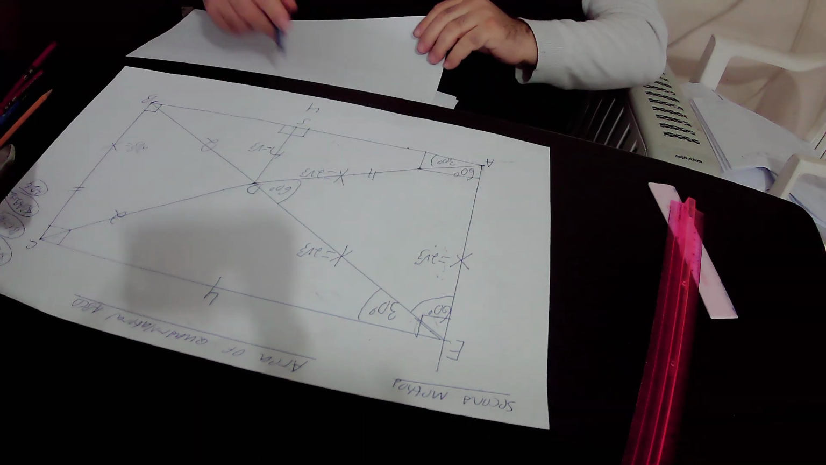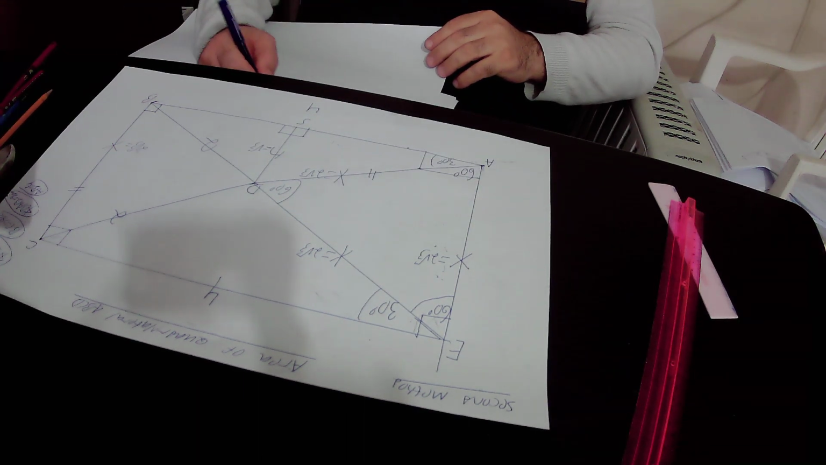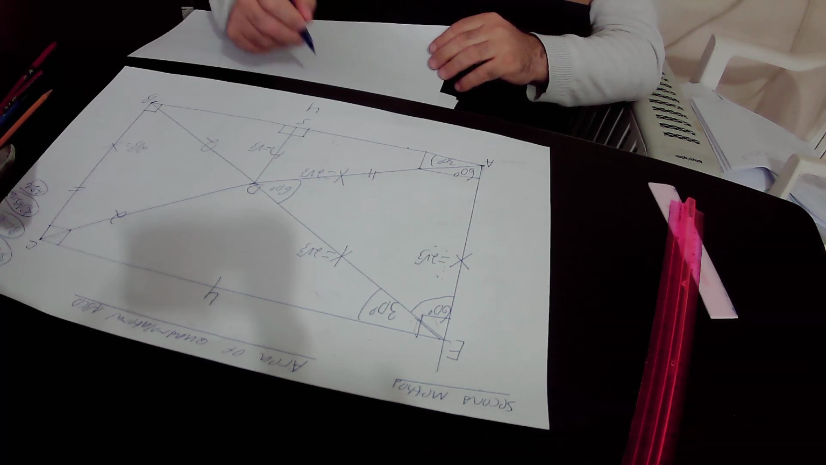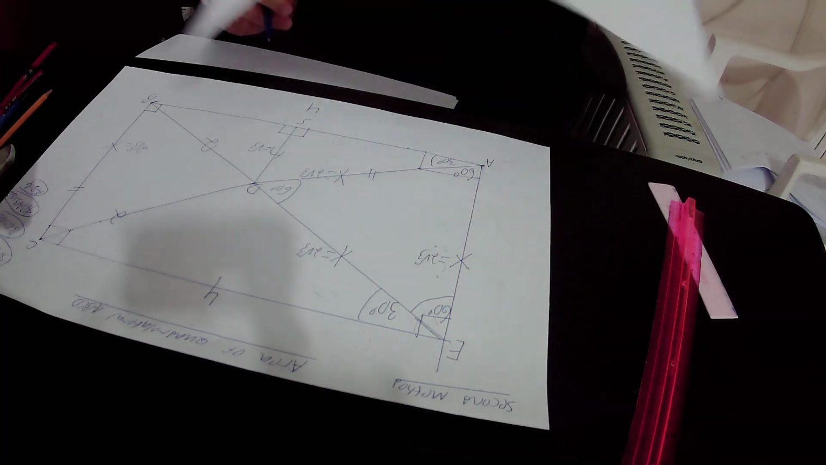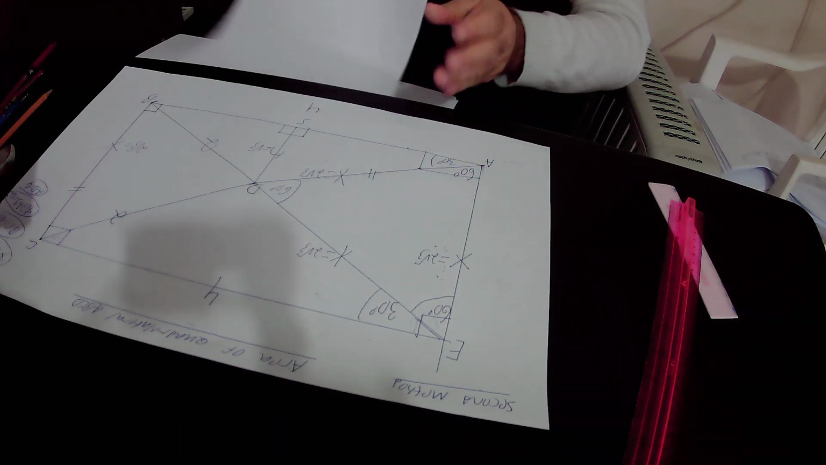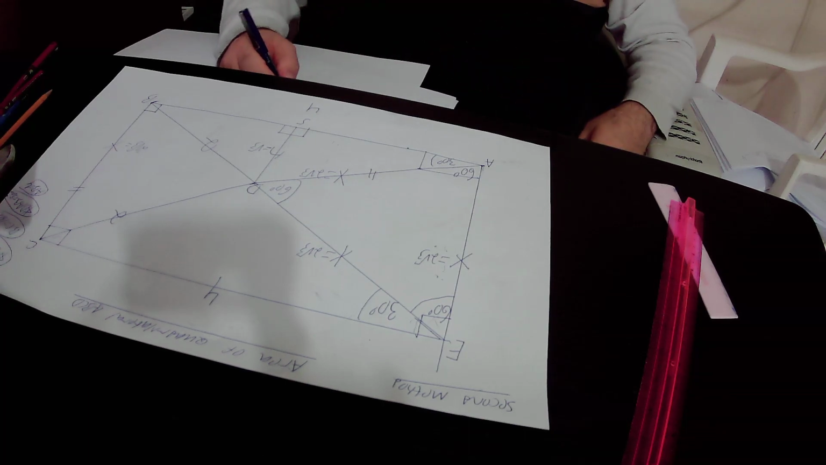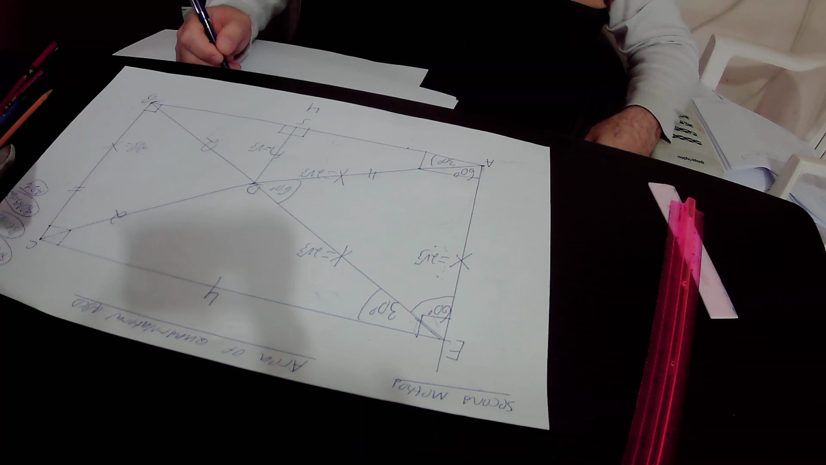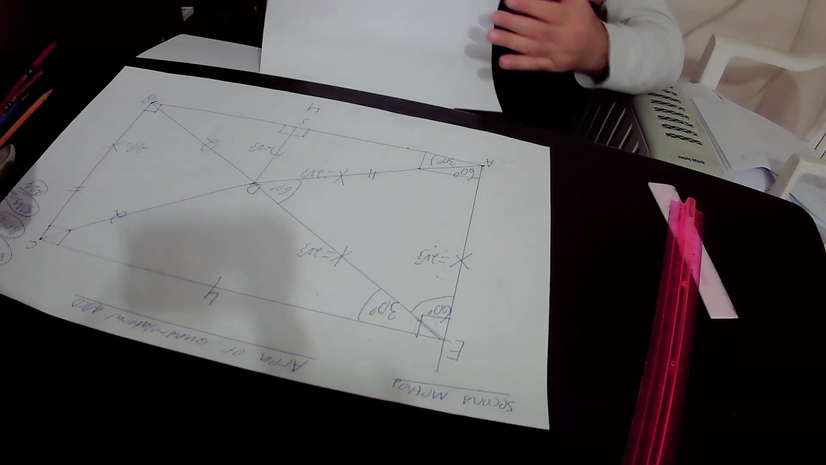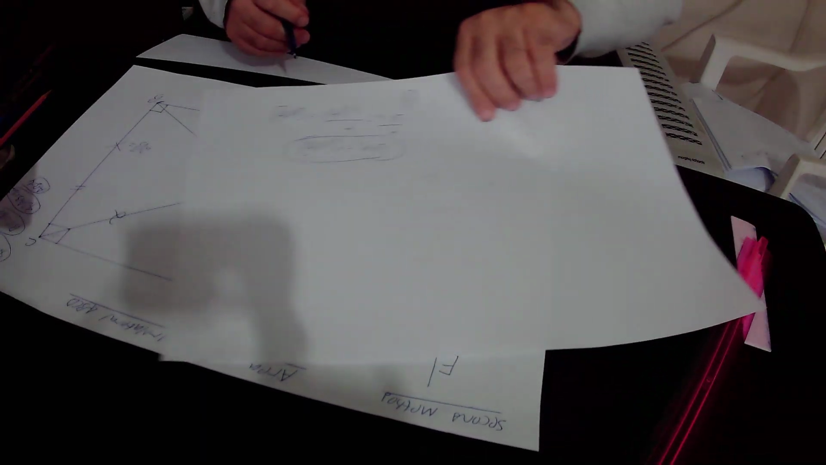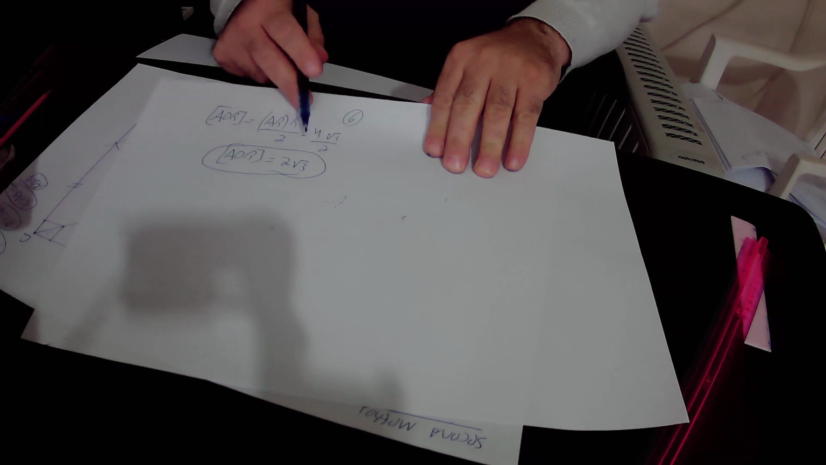Here AB is 4, H is square root of 3 over 2, so the area, here 4 over 2 is 2. So the area of triangle ADB will be equal to 2 times square root of 3 square units. Again, the area of triangle ADB equals 2 times square root of 3 square units.